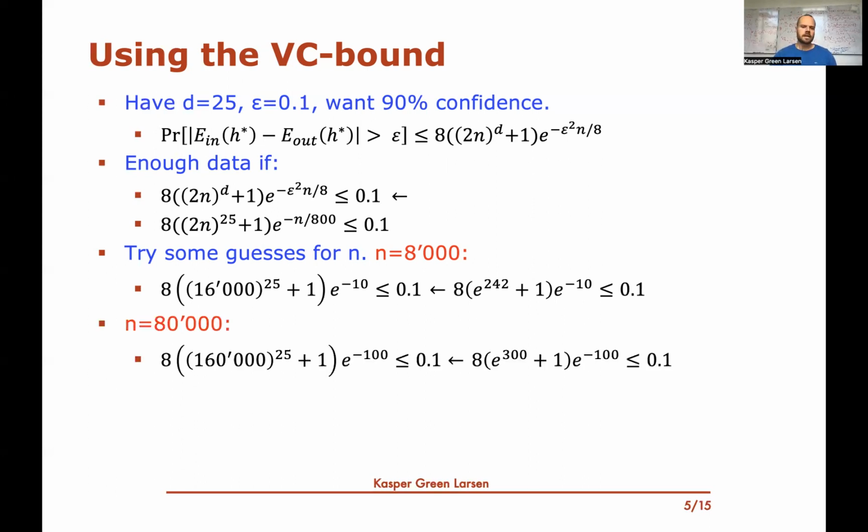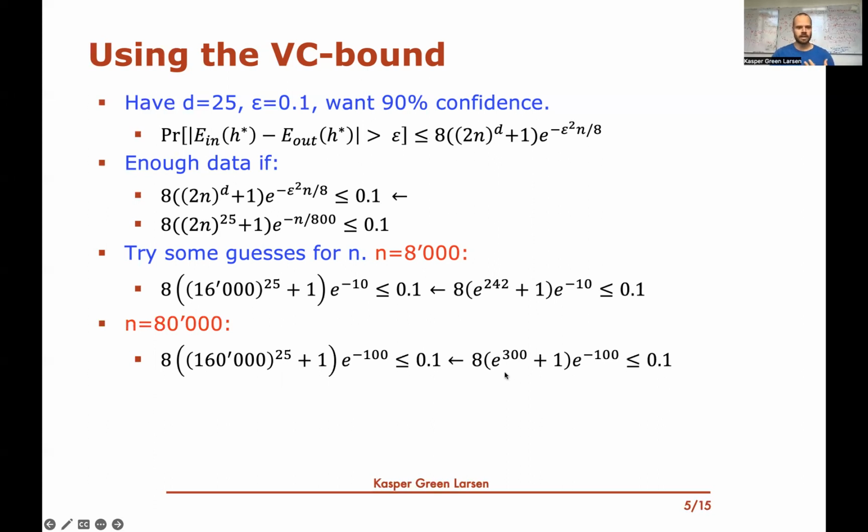Okay, so let's try a bigger guess. Let's plug in 80,000 instead. Instead of 16,000 here, you get 160,000 raised to the 25. Instead of e to the minus 10, you get e to the minus 100. If you plug in the numbers, you'll see that this is roughly e to the 300. So still, this is not enough data, because we only have an e to the minus 100 to kill an e to the 300.